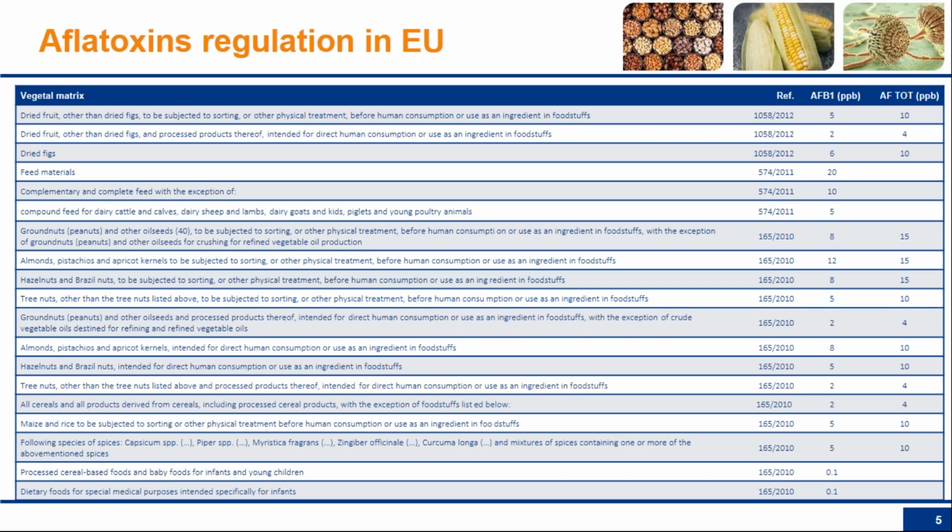Most of the limits that have been fixed for the total aflatoxins are, let's say, double the permitted concentration of B1 only, with a few exceptions where this proportion is not 100% kept, like the case of dried figs and almonds, and also some groundnuts, and feed materials where total aflatoxins limits have not been set.